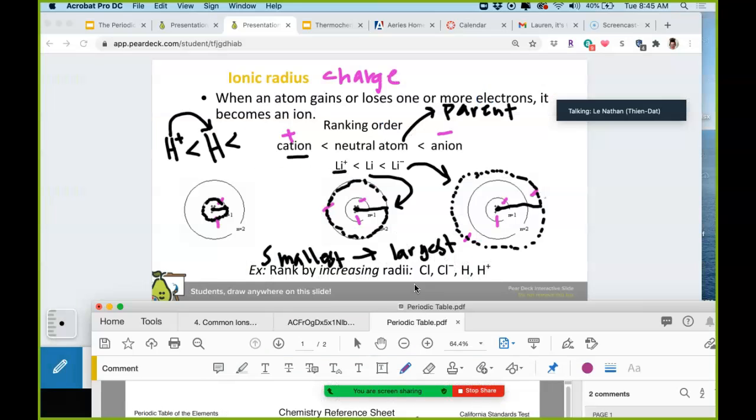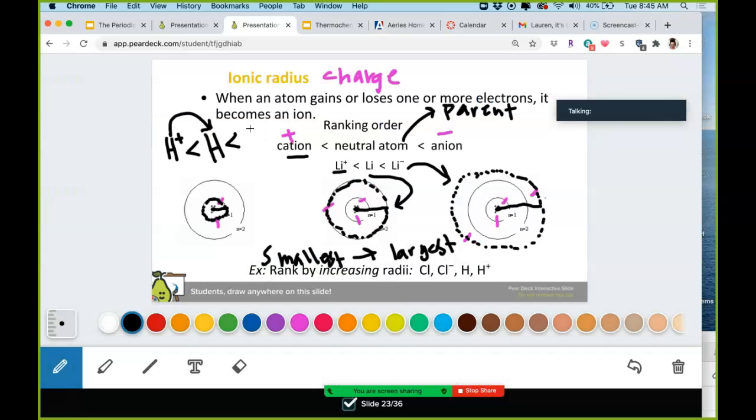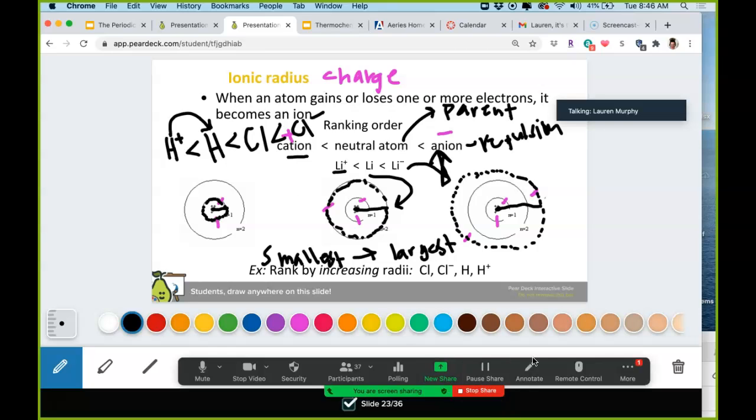Next. So you have chlorine. The reason it's chlorine and not chloride is because chloride's going to have one extra electron. An anion of the parent atom causes repulsion in the valence shell, which causes the electrons to move away from each other. If they're moving away, the atom or the radius is expanding. So the chloride anion would be the largest. Any questions on the rankings?